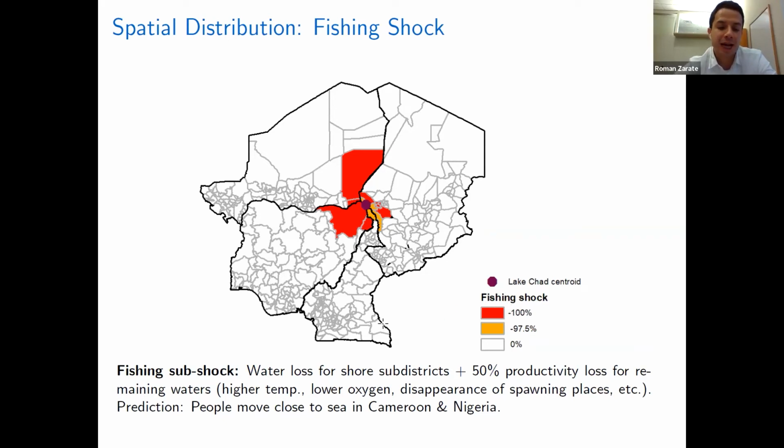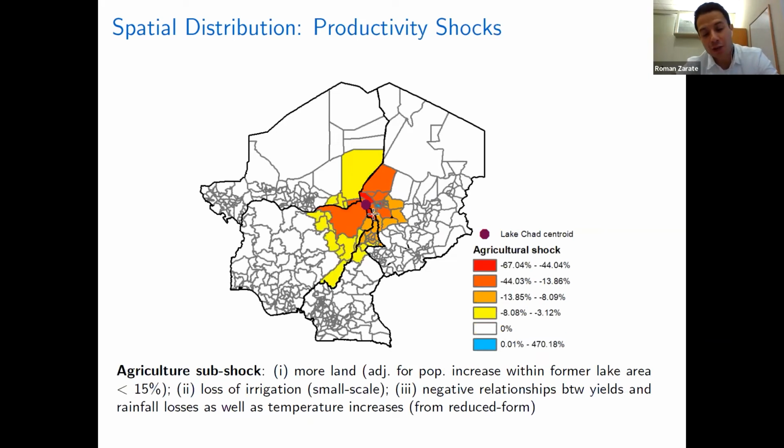So there is going to be a water loss in all these subdistricts, and most of these subdistricts are going to lose like 100% of the water. Now, there is going to be some other shocks that we call productivity shocks. Because of the sake of time, I'm just going to show you the agricultural one.